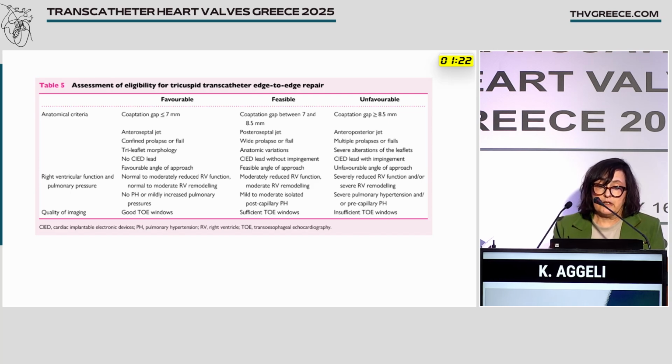for the tricuspid TEER procedure. Coaptation gap less than 7 millimeters, anteroseptal jet, the leaflet morphology, and the right ventricular function are good. Right ventricular function are favorable echocardiographic data, and favorable data were larger coaptation gap and anteroposterior jet.